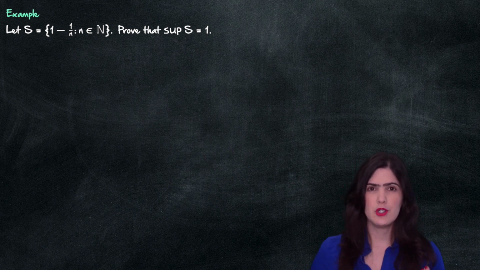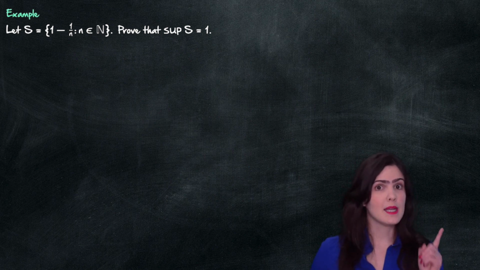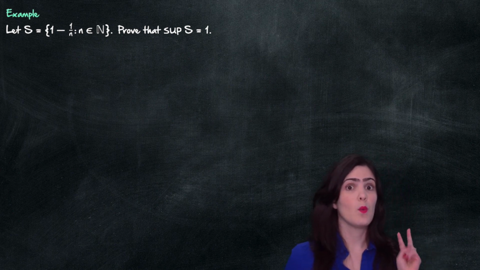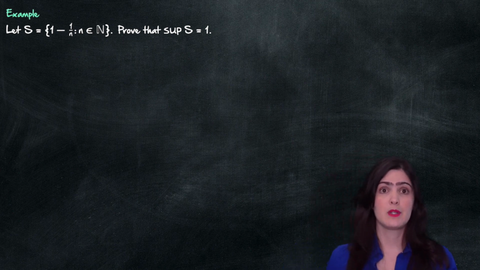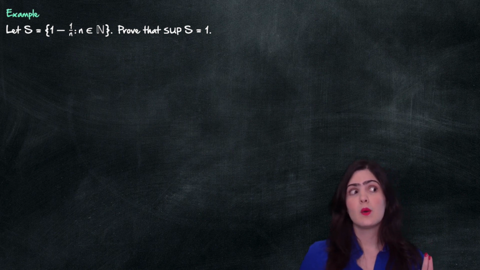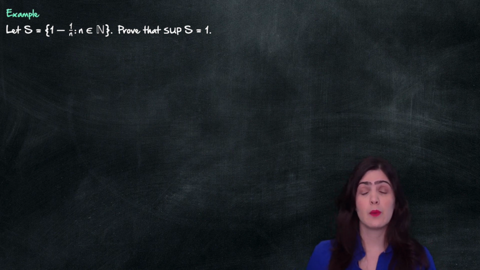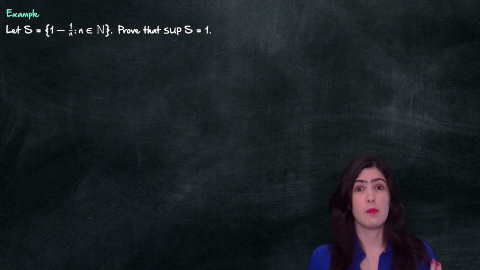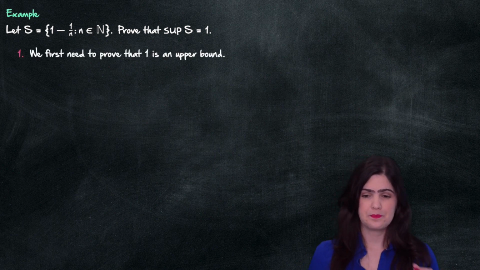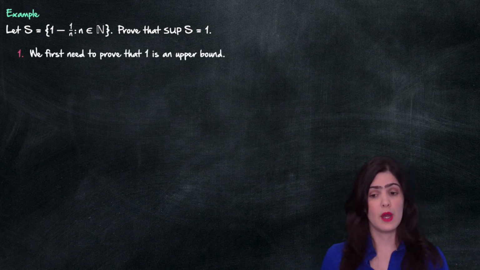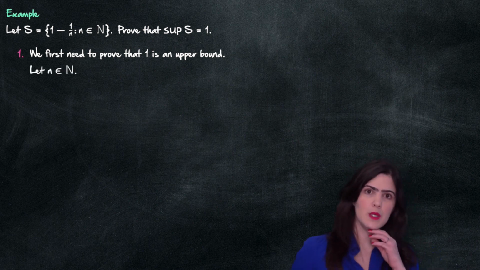Well, again, we have to do two things. We need to show that 1 is an upper bound, and then we need to show that 1 is the smallest upper bound. Usually what we do is pick any number less than 1, and we show that it cannot be an upper bound. So let's see. As I said, first prove that 1 is an upper bound. So how do we do that?